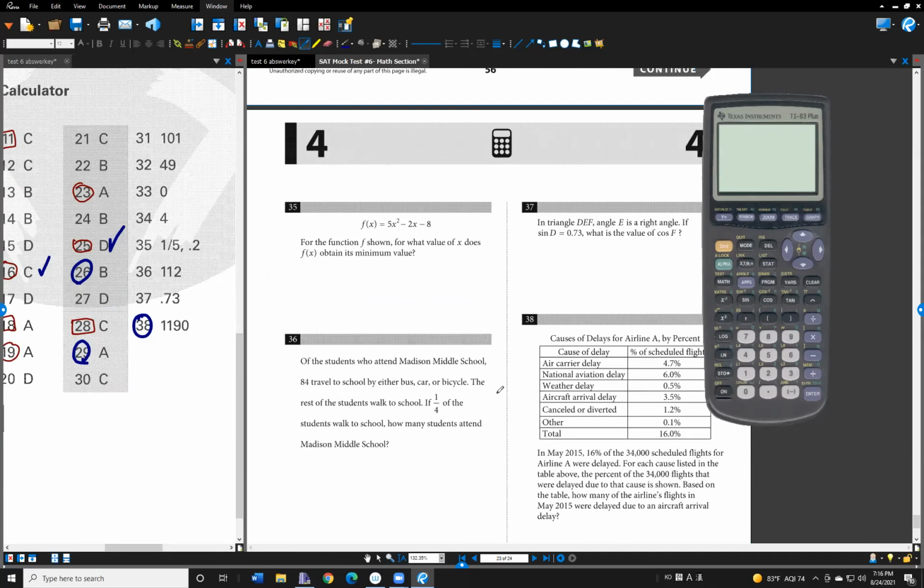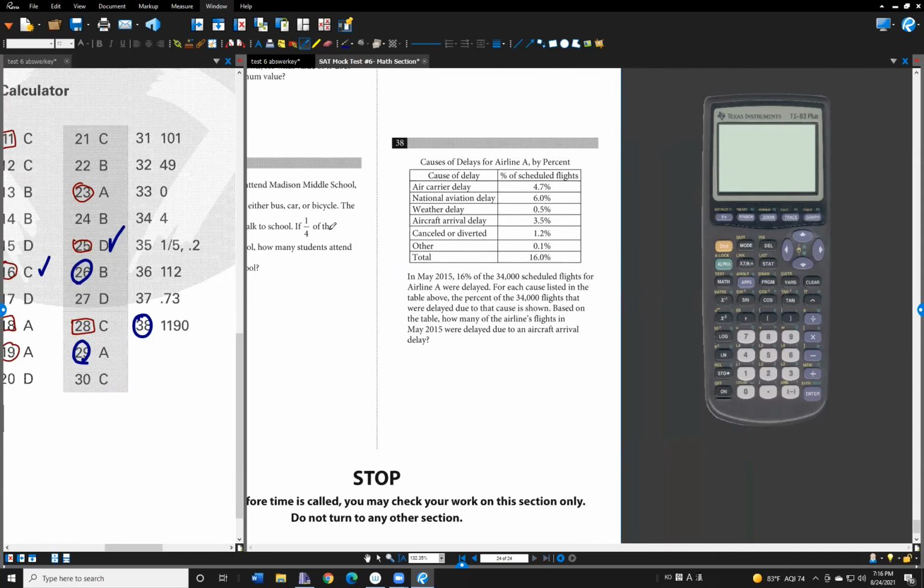Move on, number 38. Let's see, there's another table there. Causes of delay for airline A by percent. Okay, the delay percent, there is the reason over here, right? Cause of delay, air carrier, something like that. Total is 60%, okay? So the total delay percent will be 60%. Out of this 60%, we have several different causes. In May 2015, 34,000 scheduled flights for airline A were delayed for each cause listed. Based on this, that's the question.